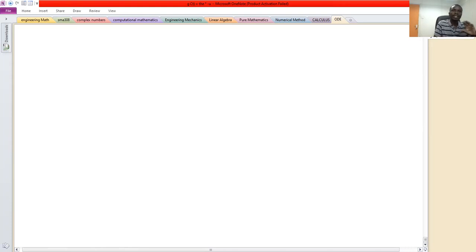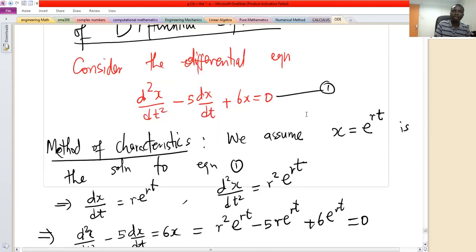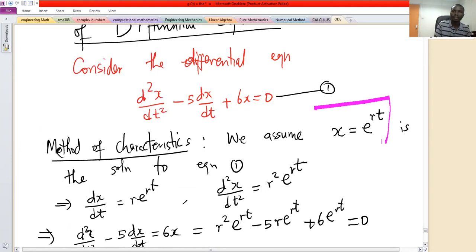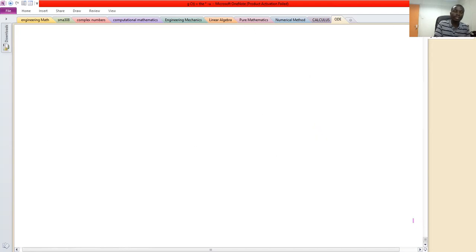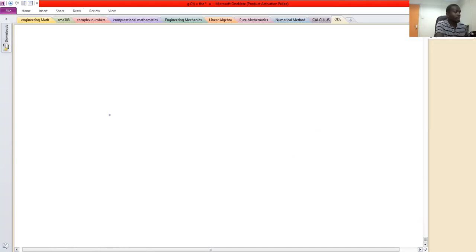Now, the same way we have done when you're doing the method of characteristics, you assume that the solution to the differential equation is x given by e raised power rt. So this assumption is a starting point. For the case of the eigenvalue eigenvector method, we still make the same assumption, but now we include the aspect of eigenvector.